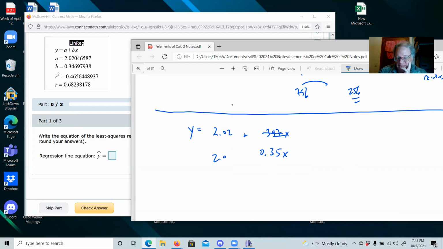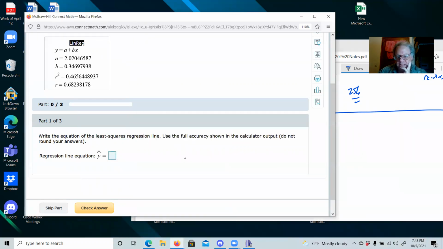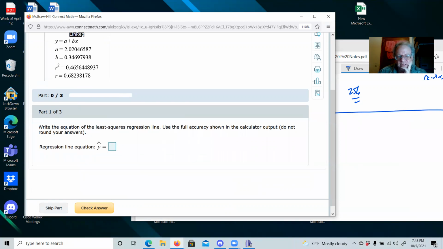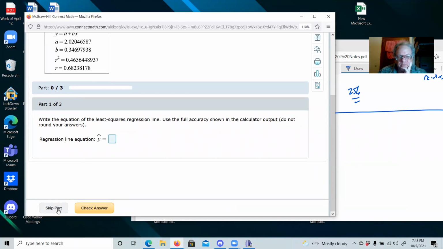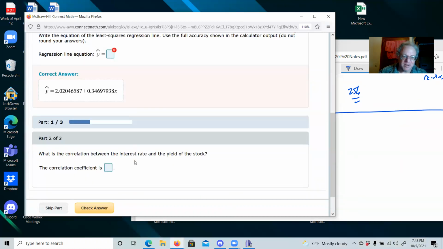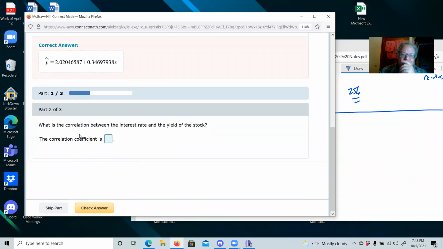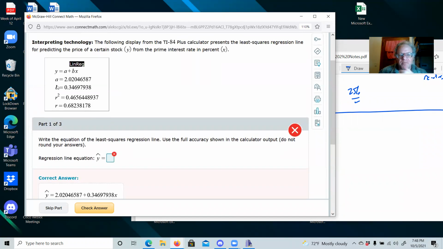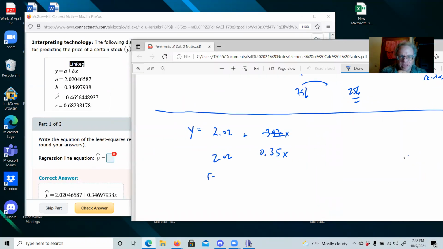Which means I'm not going to answer the questions on here because they want a certain number of decimal points, and I did not insist that you give me all of this. So we're just going to skip this part and move on. Okay, correlation between the two of them: we just write down the R. R equals 0.68.